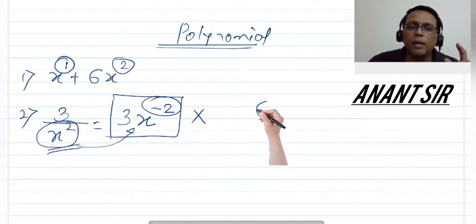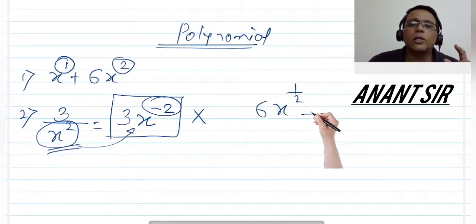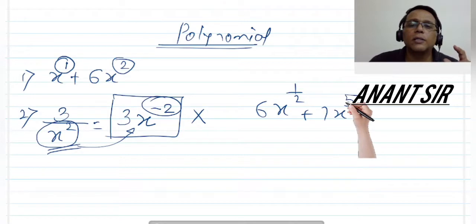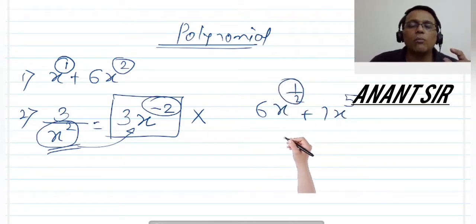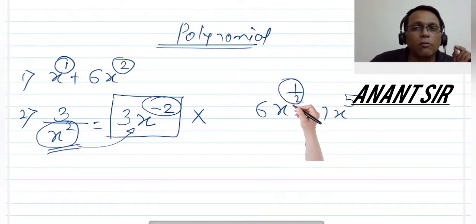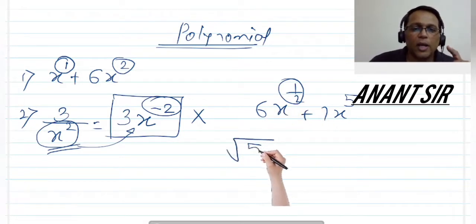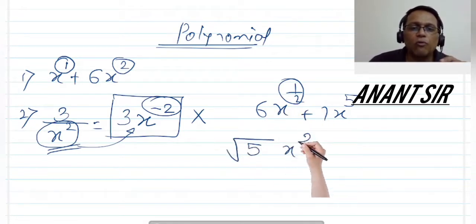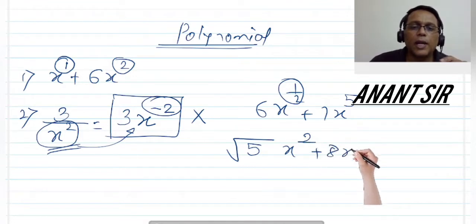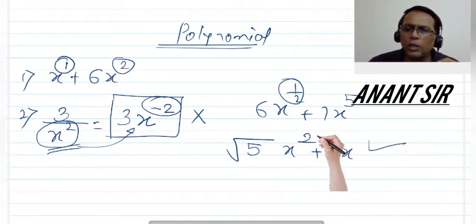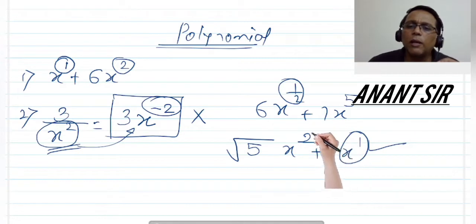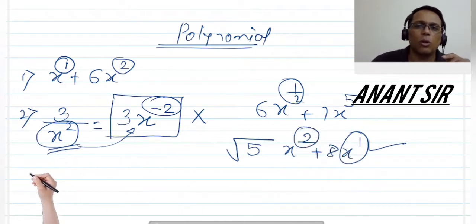Okay, if for example it is 6x raised to 1 by 2 plus 7x raised to 5, this is again not a polynomial because the power is not a whole number. Okay, last question. If it is like this, root 5x square plus 8x, this is a polynomial, no problem. What is the power of the variable? It is 1 here, 2 here, no doubt, no tension.